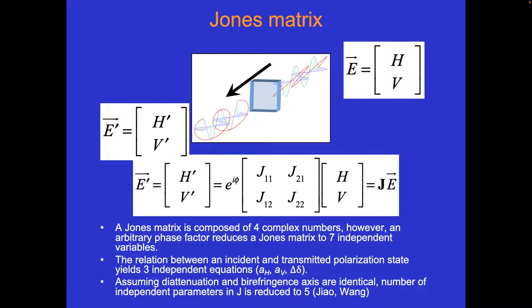So, if you look deeper into that, the Jones matrix is composed of four complex numbers. There's an arbitrary base vector. So you have in total seven independent variables. You can map these seven independent variables, each to a birefringent effect or a diattenuation effect. I don't want to go into this, it's a bit old school.